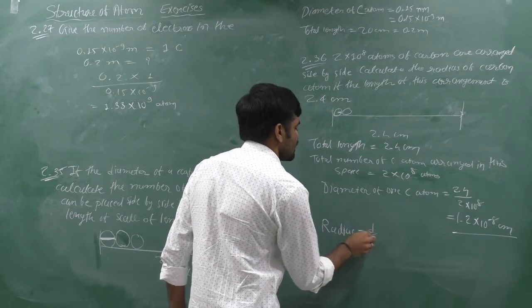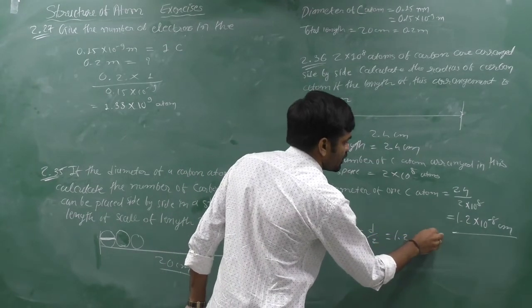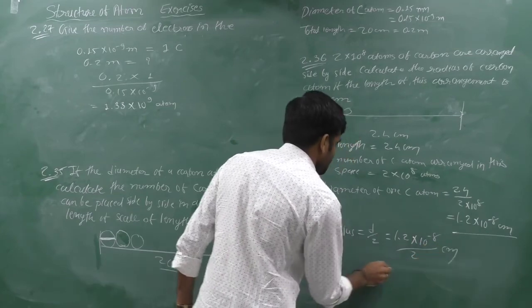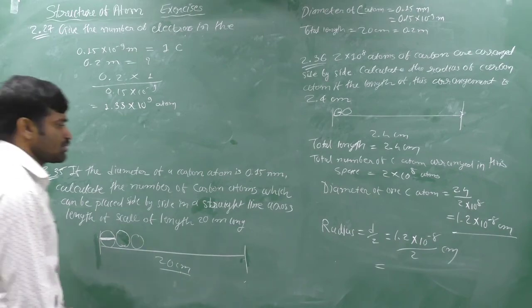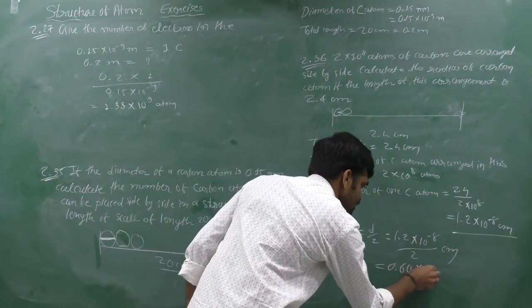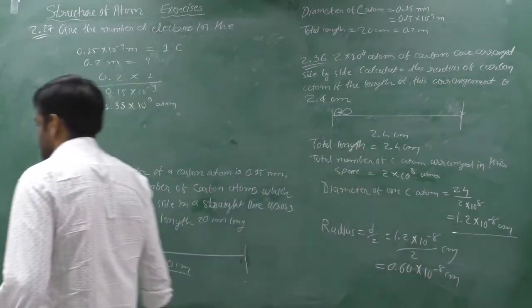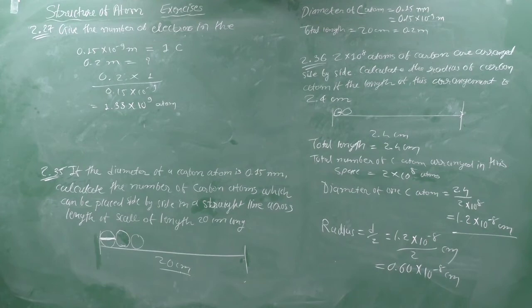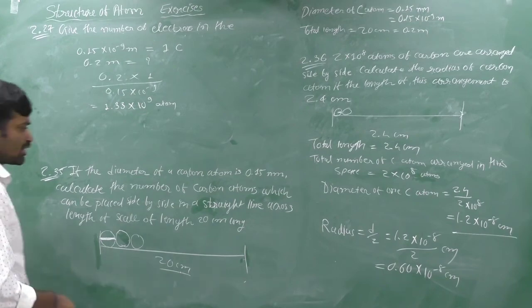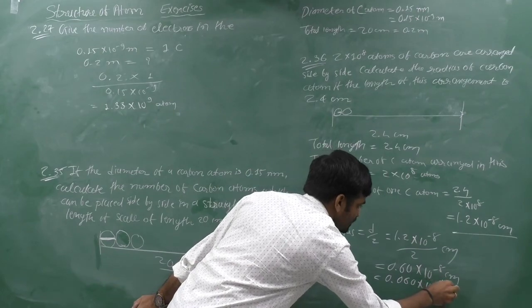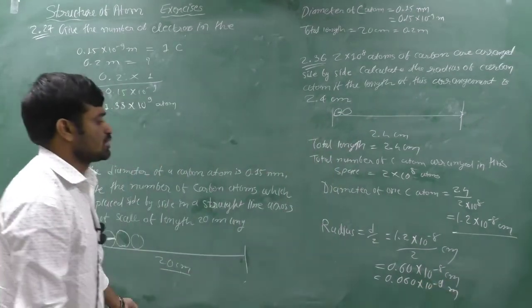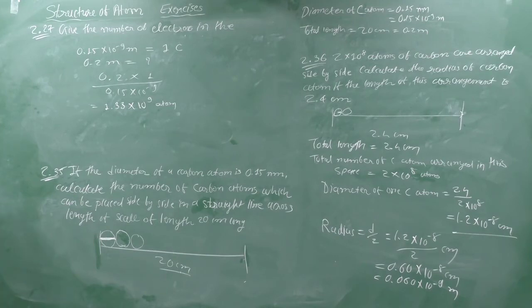Radius is equal to diameter d by 2, which is 1.2 into 10 raised to minus 8 by 2 centimeter, which is equal to 0.60 into 10 raised to minus 8 centimeter. But the answer is asked in the form of nanometer. So it is 0.060 into 10 raised to minus 9 meter, because it is equal to 10 raised to minus 7 centimeter.